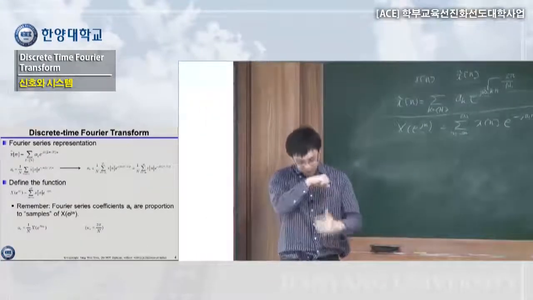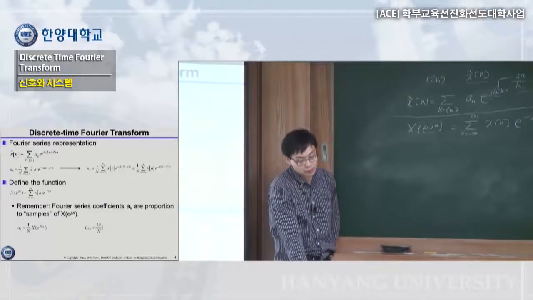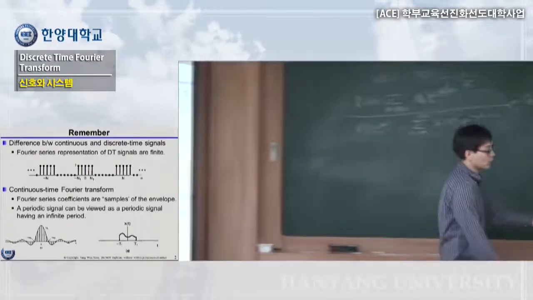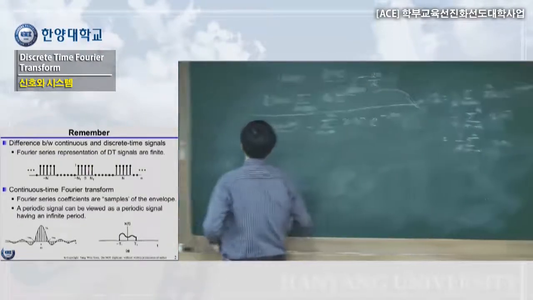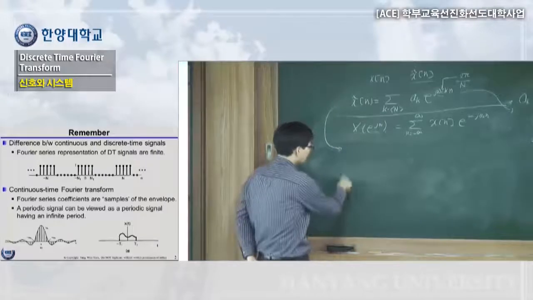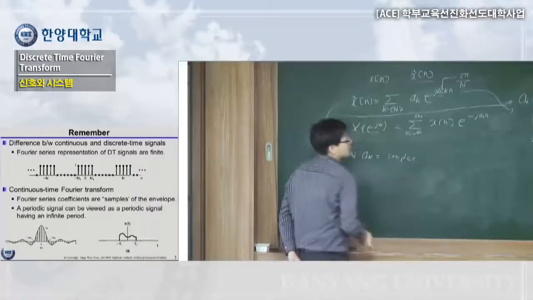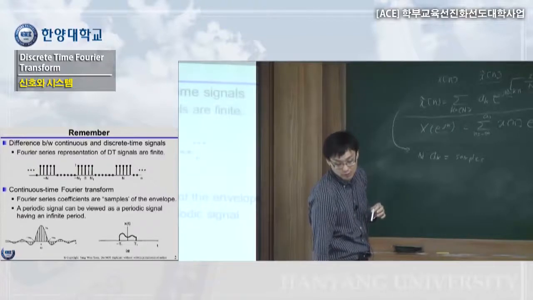Before we move on, our Fourier series coefficients, a_k, are proportional to samples of X(e^(j omega)). Meaning that, if you remember, it's similar to this one. You have a period times a_k, which is this line. When you take the Fourier series coefficient, we take samples of it. So from here, period times a_k can be considered to be samples. If you take samples of this, then there will be the Fourier series coefficients.